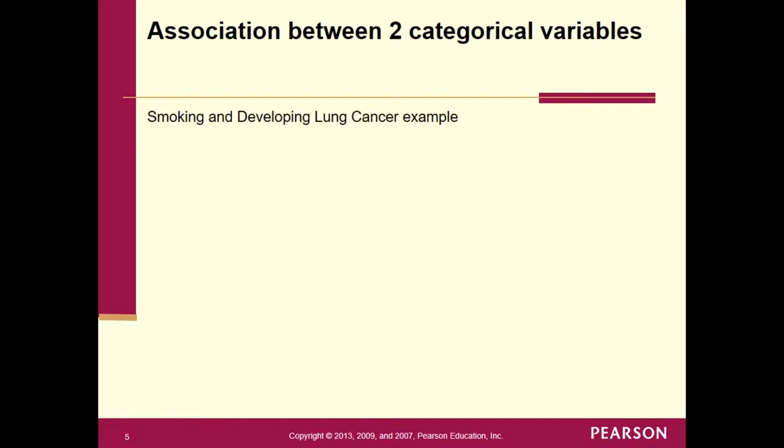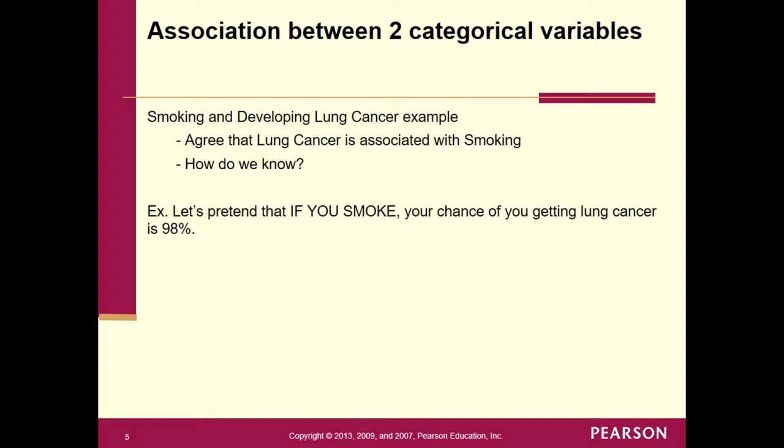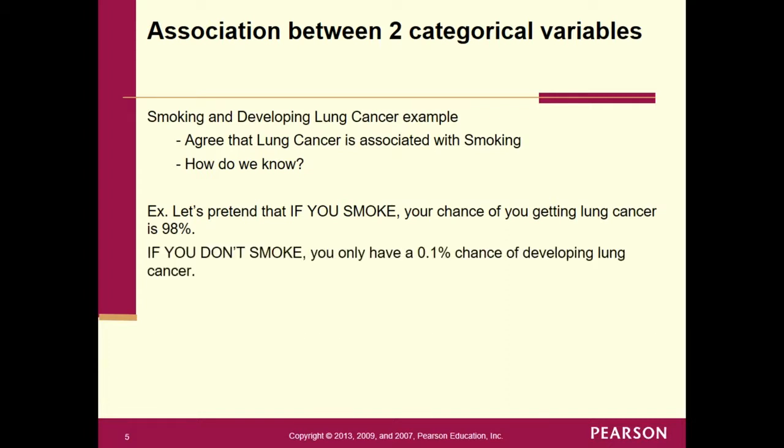So let's say here's our example: smoking and developing lung cancer. I think we all agree that lung cancer is associated with smoking, but how do we know? Let me give you an example. This is extreme, this is silly, but I think it proves the point. Let's pretend, obviously not correct, that if you smoke, your chance of getting lung cancer is 98%. If somebody told you that and it was actually true, what would you do? I think everybody would say, well, I don't think I'm going to be smoking too much, right? Because you're somehow associating smoking with lung cancer.